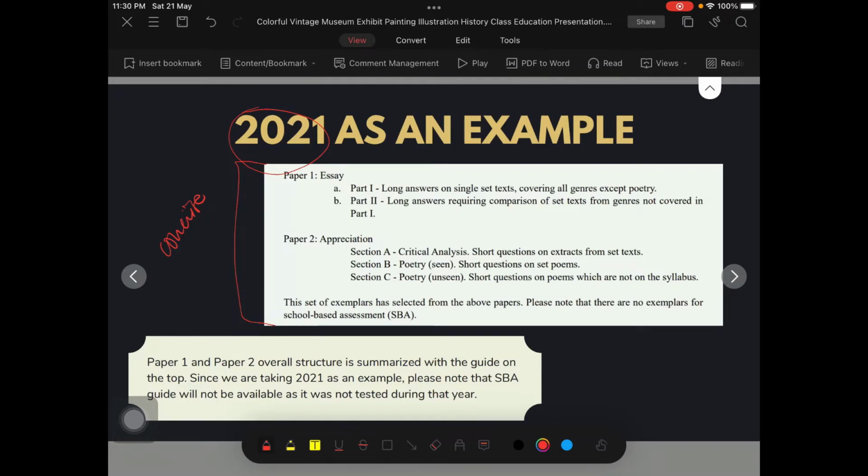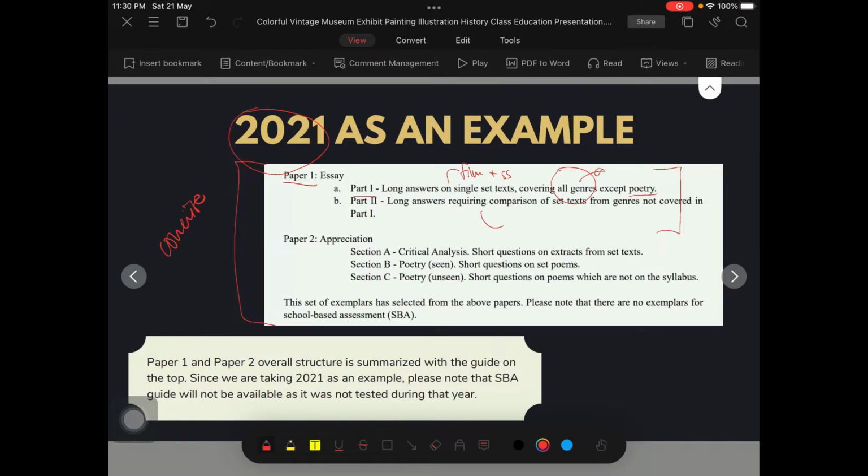So for paper 1, in part 1, as I've mentioned, you need to answer in long answers because you need to write 2 essays in the first part, so you have to make sure that you're covering all the genres in poetry. Now, all of the genres will be covered in part 1 and part 2. Let's say you have covered the film plus the short story in part 1.